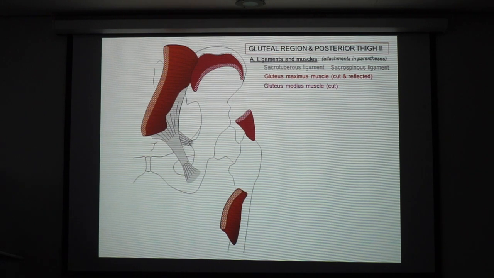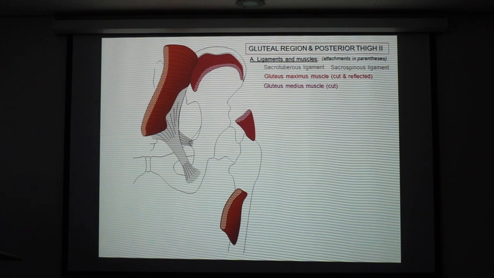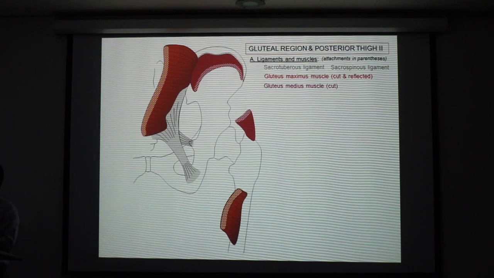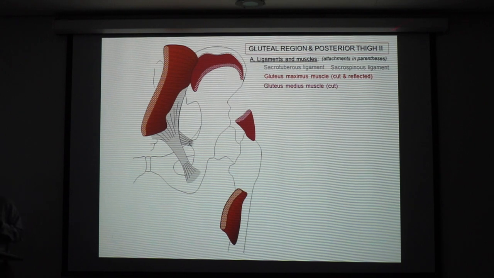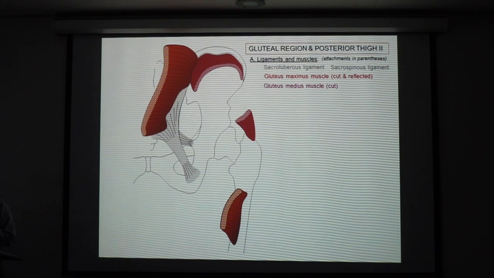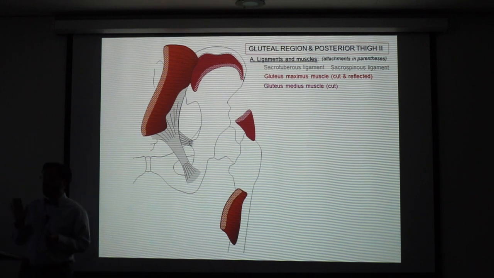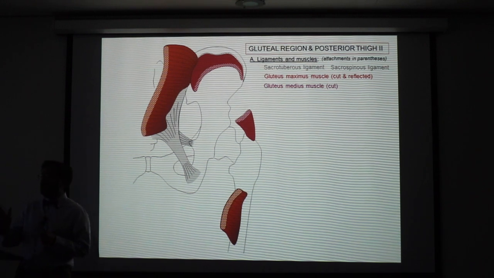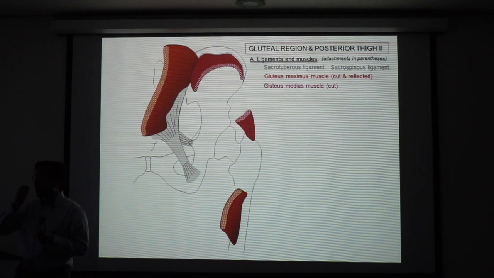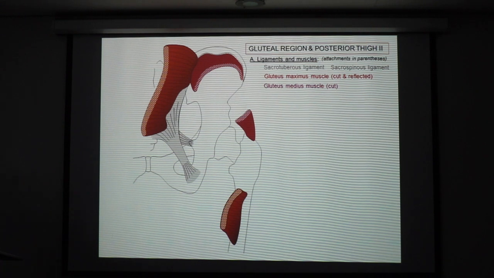Next muscle which you see here is the gluteus medius muscle. Most of this gluteus medius muscle is under the cover of the gluteus maximus. So if you want to see gluteus medius, you need to cut the gluteus maximus to see it. It lies between the posterior gluteal line and the anterior gluteal line. Okay? And it is inserted on the outer aspect of the greater trochanter of the femur. It is the major abductor of the hip. The gluteus medius is one of the major abductors of the hip. It is supplied by the superior gluteal nerve.